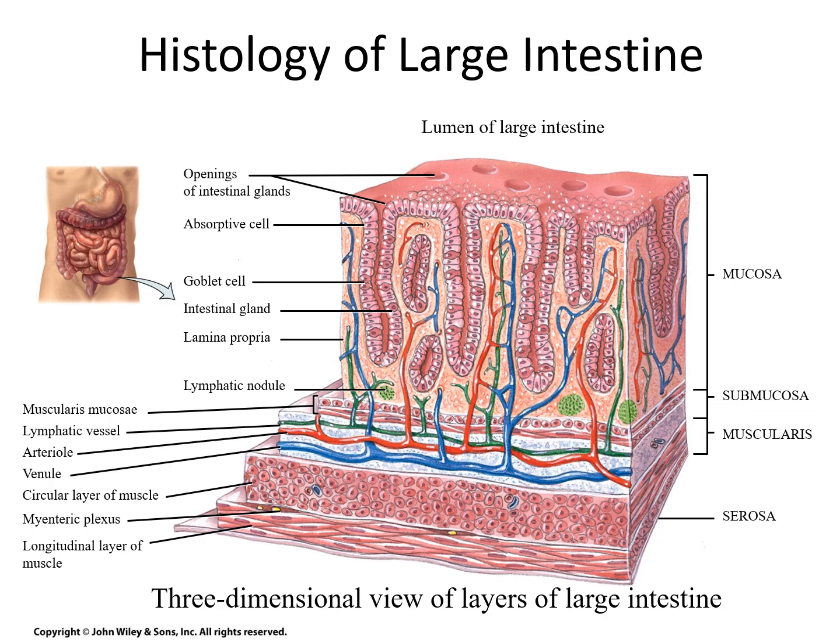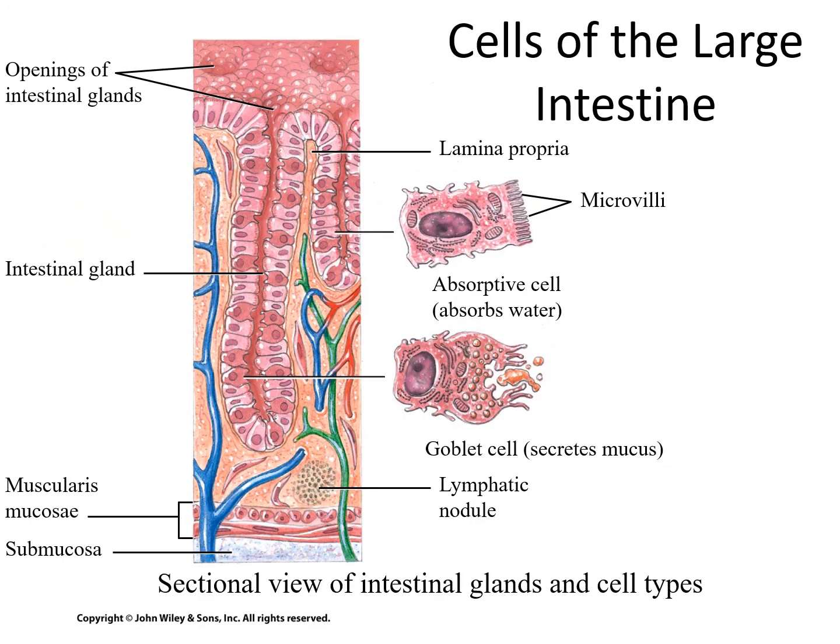We do have some absorption of nutrients, but it's not very much. As I mentioned before, bacteria that live in the colon can break down some food that you weren't able to absorb, so we do get a little bit more nutrition from the efforts of those bacteria. So we have absorptive cells that are absorbing water, and we have these goblet cells that produce mucus.